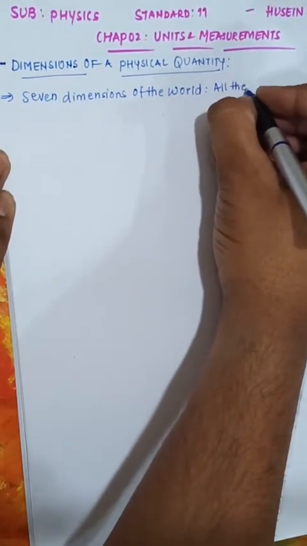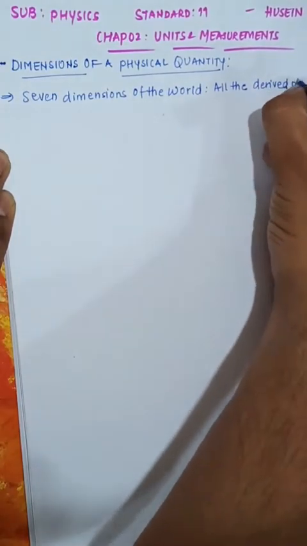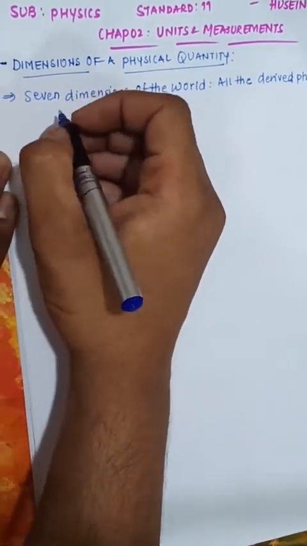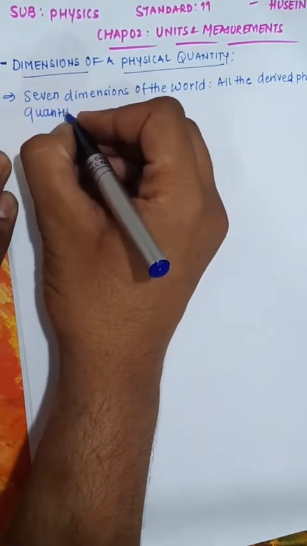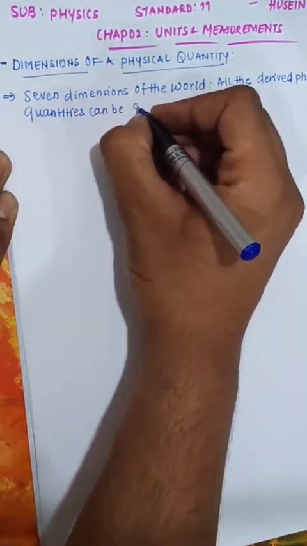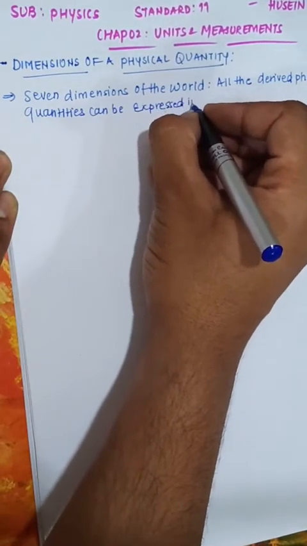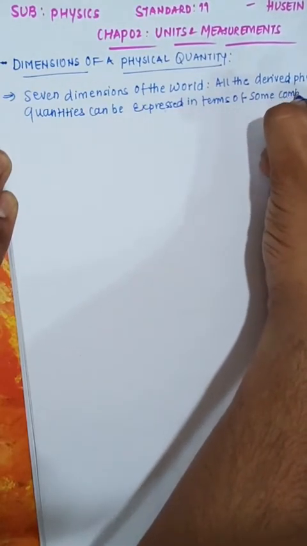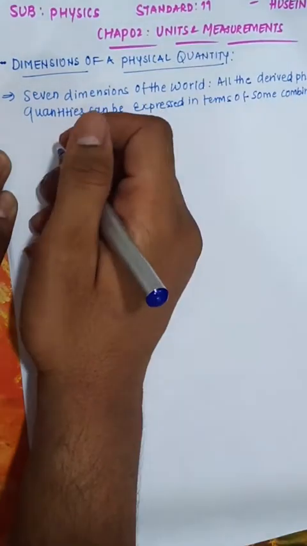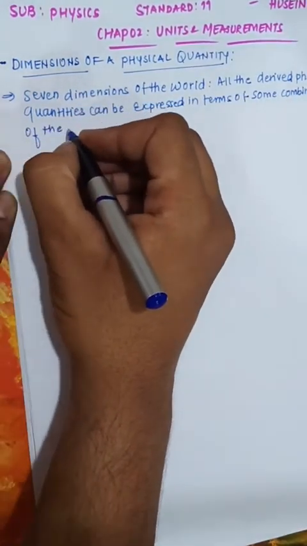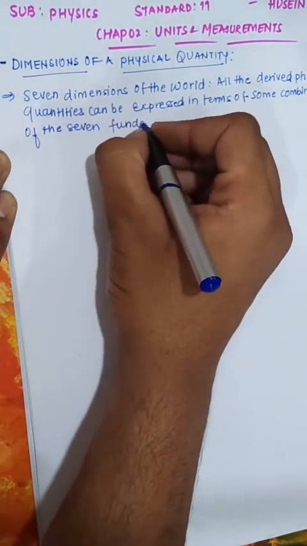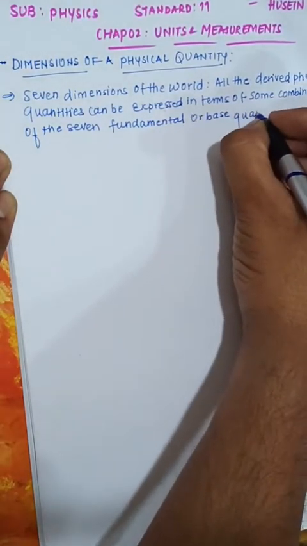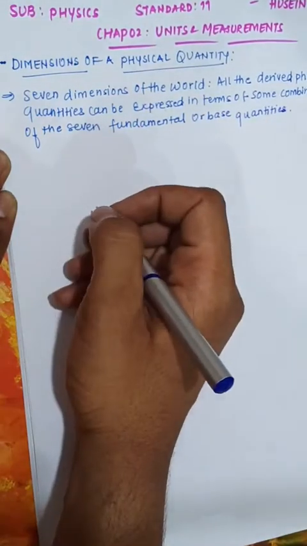All the derived physical quantities can be expressed in terms of some combinations of the 7 fundamental or base quantities. You can express any derived quantity in terms of the 7 fundamental or base quantities.